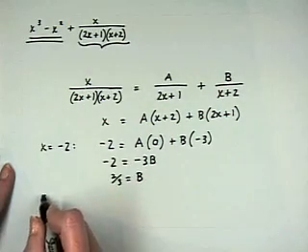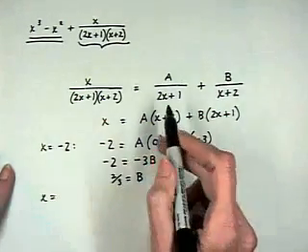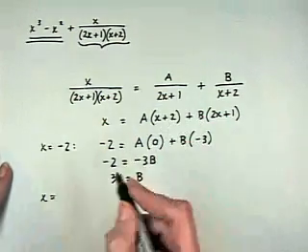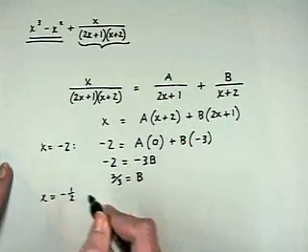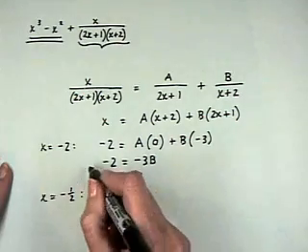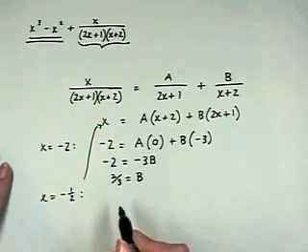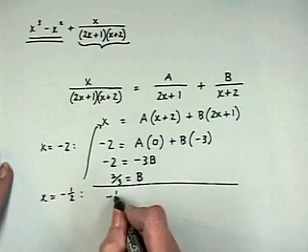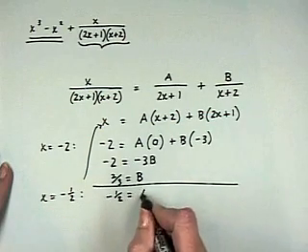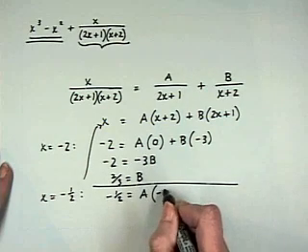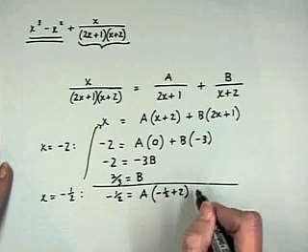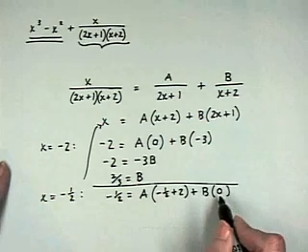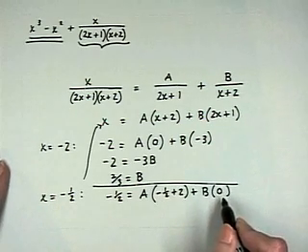Let's do basically the same thing, only this time take the value of x which makes this first denominator 0. That is negative 1/2. We're going to substitute that into the same equation that we had previously. That gives us negative 1/2 equals A times negative 1/2 plus 2 plus B times 0. Remember, that's why we chose that value, so we have a 0 here.